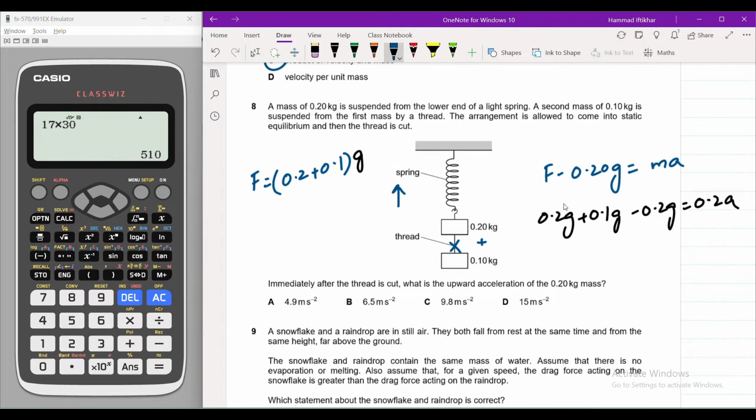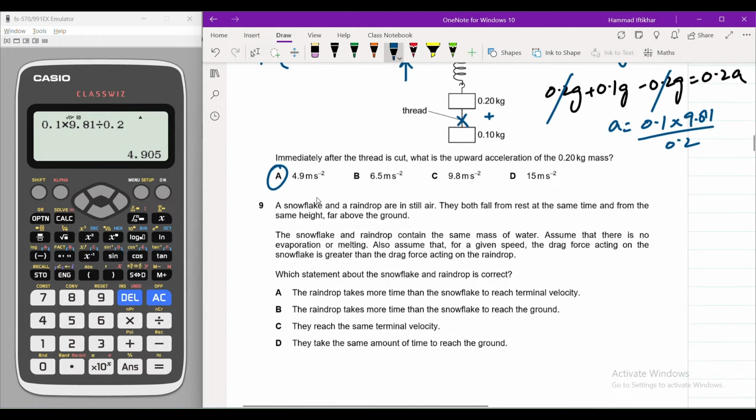So as you can see, 0.2 g and 0.2 g cancel. We just have acceleration equal to 0.1 times 9.81 divided by 0.2. So 0.1 times 9.81 divided by 0.2, that is 4.9 meters per second squared.